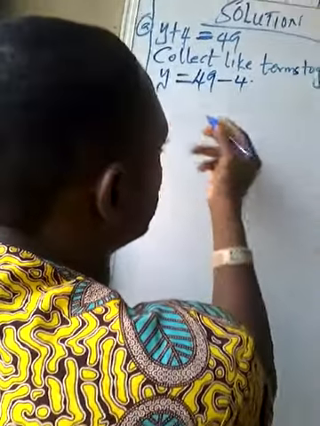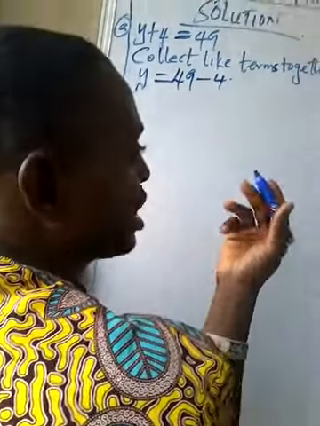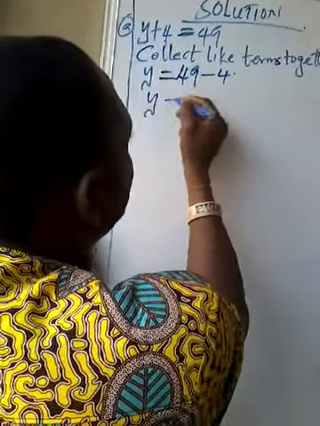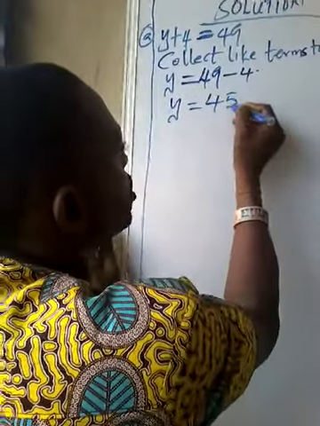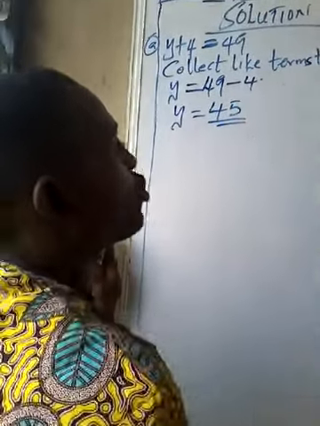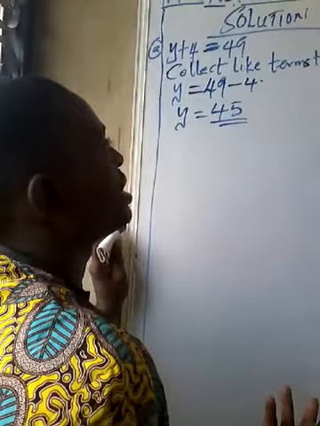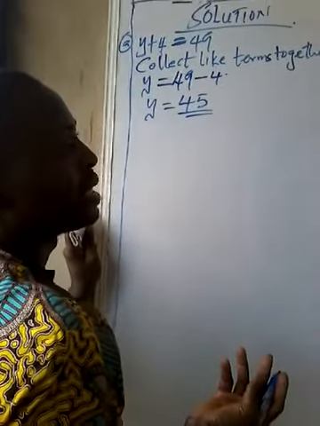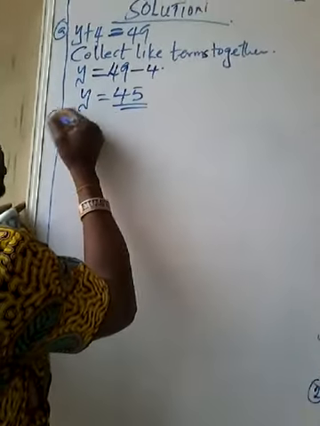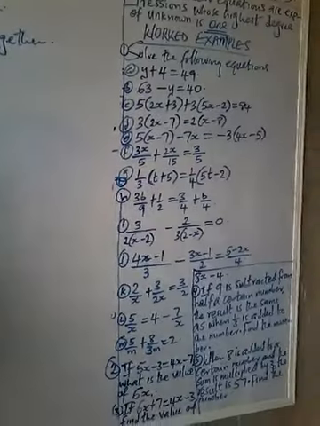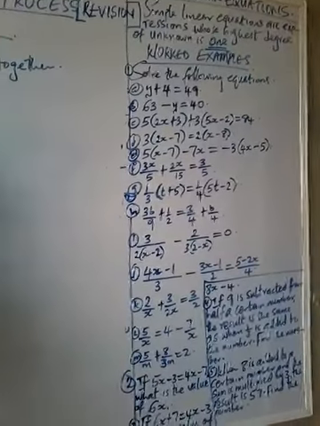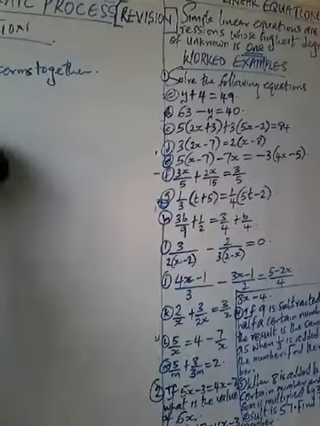So therefore, just perform the action, and that will be y is equal to 45, because when you take away 4 from 49, it will give you 45. That's the simple answer to question A. To question B now, which says 63 minus y is equal to 40.